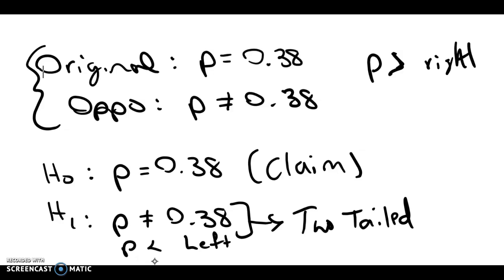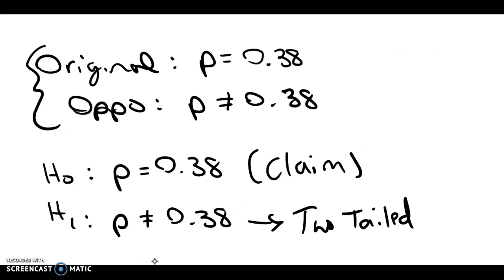Okay, but for our question, since we have a not equal to sign, we know that this is going to be a two-tailed test.